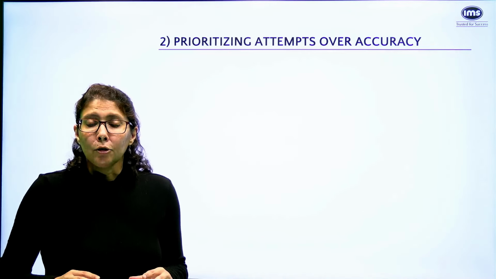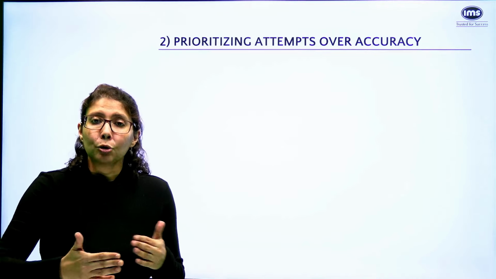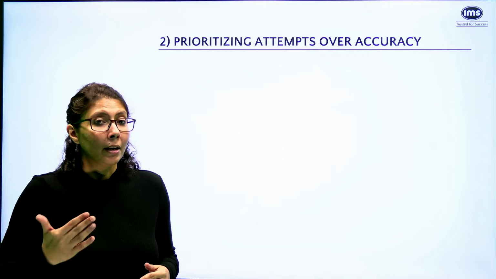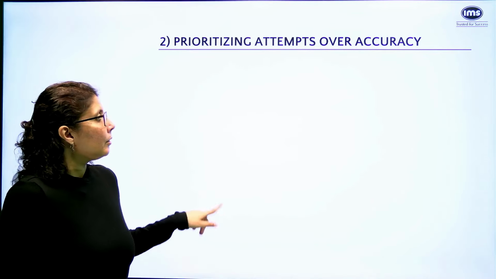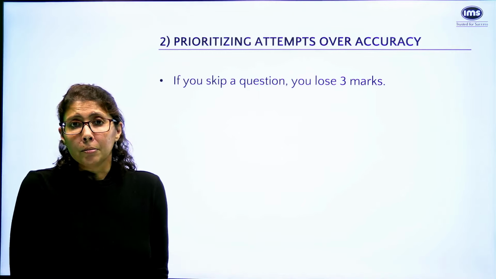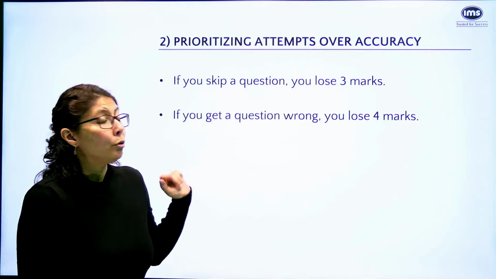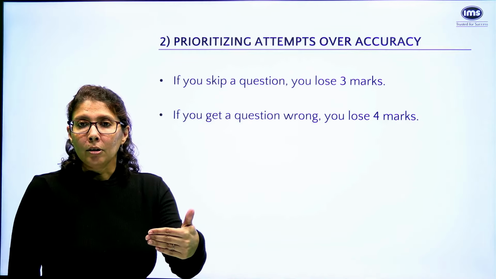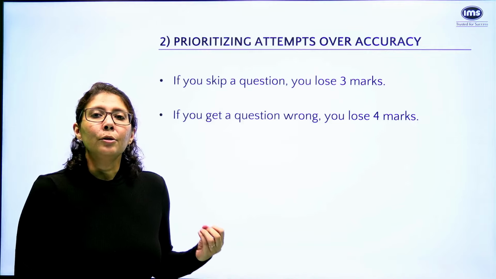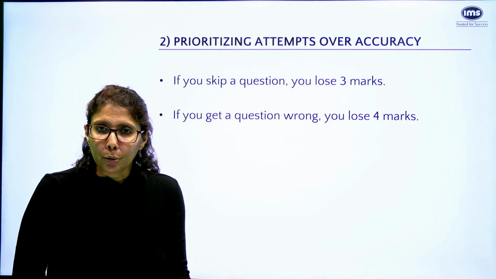So make sure that your number of attempts is kept at a reasonable level. It has to correspond to your accuracy. Prioritize accuracy over attempts. Now, how do we do that? First of all, please know that when you skip a question, you lose 3 marks. But what if you get a question wrong? Then you lose 4 marks. That question is gone, plus you get a negative mark as well. So again, it's fairly easy to see that it's usually easier to simply not do something.